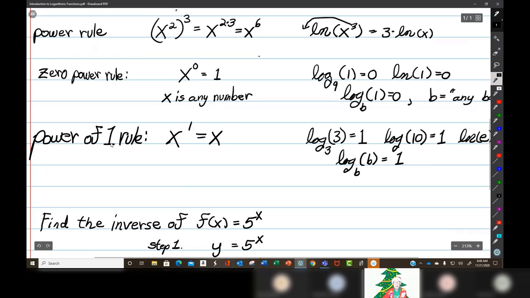Now the power of 1 rule says that any number raised to the 1 power is just the number itself. Well, the way that works with logarithms is when you've got the base and the argument, this is the argument, when the base and the argument are exactly the same number, the answer you get is 1. Log base 10, remember there's a 10 down here. Log base 10 of 10 is 1.